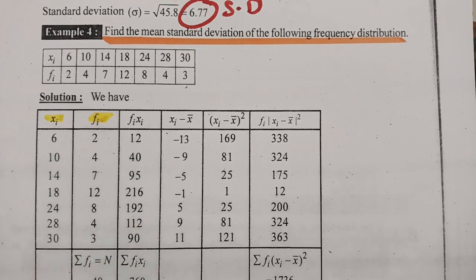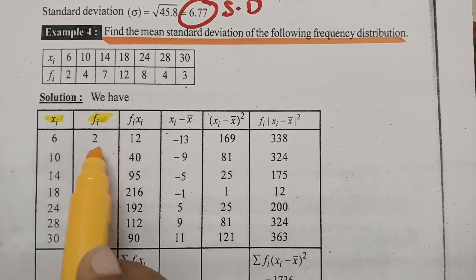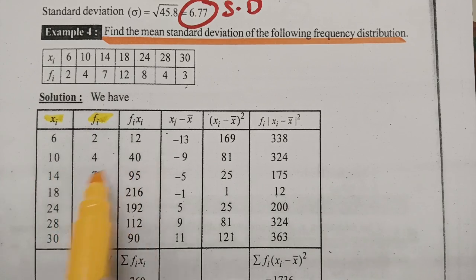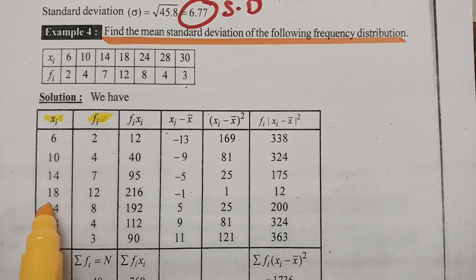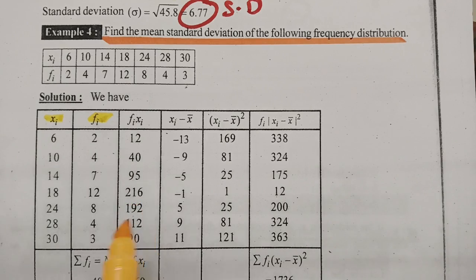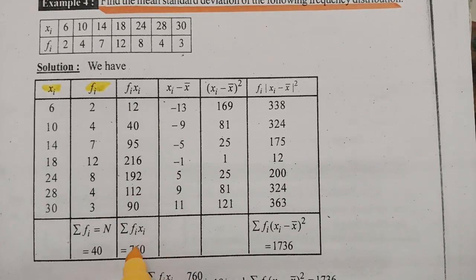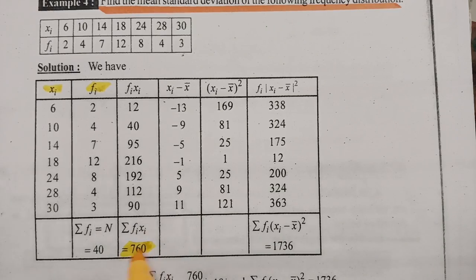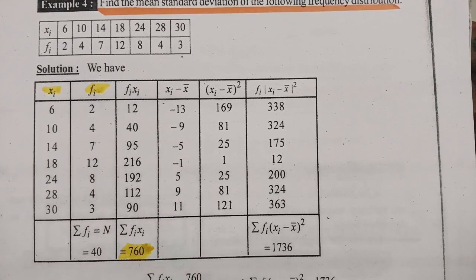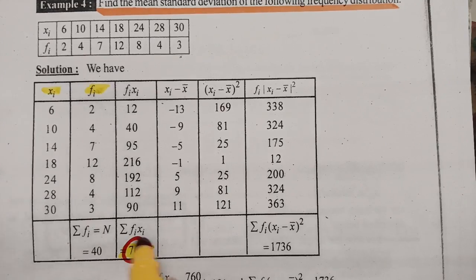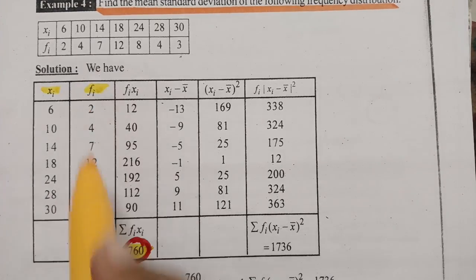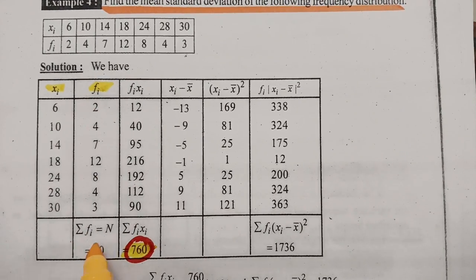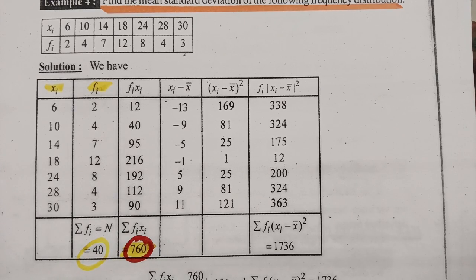4 and 3. Now we make the multiplication: 6 into 2 is 12, 10 into 4 is 40, 14 into 7 is 98, 18 into 12 is 216, 24 into 8 is 192, 28 into 4 is 112, and 30 into 3 is 90. Now we add these. Using your calculator, the sum is 760. Adding the frequencies, the value is 40.